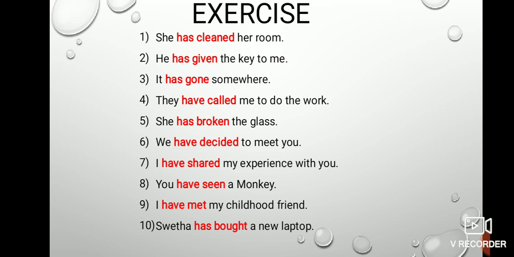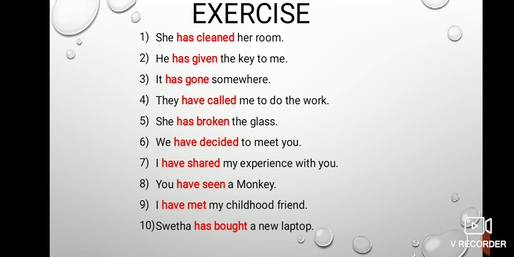They have called me to do the work. Have called. They is a subject, so you are using have called. She has broken the glass. We have decided to meet you. I have shared my experience with you. You have seen a monkey. I have met my childhood friend. Shweta has bought a new laptop. Okay, children, I have given 10 examples.